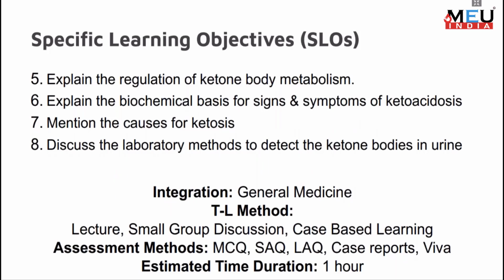Explain the biochemical basis for the signs and symptoms of ketoacidosis. Mention the causes for ketosis and discuss the laboratory methods to detect the ketone bodies in urine. Specifically for this topic of the competency, we can integrate it with general medicine, specifically with the biochemical basis of signs and symptoms of ketoacidosis. Teaching learning methods we can use are lecture, small group discussion, case-based learning. And the assessment methods we can use are MCQ, SAQ, long answer question, test reports, and viva voce. The estimated time required is 1 hour.